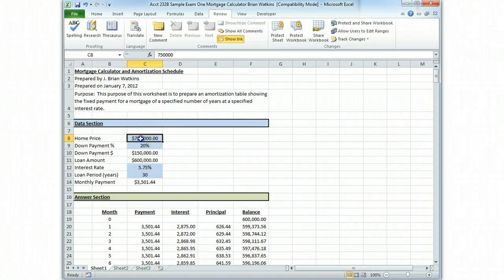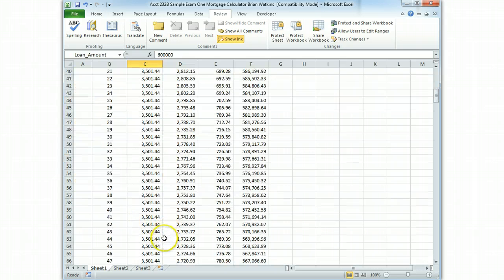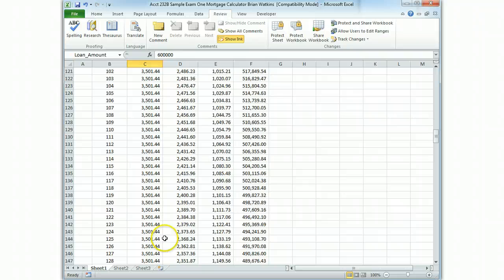Number two, I'm going to change this. Let's put 50,000 there. When I change the home price to 50,000, well, look, I'm still starting with a $600,000 balance because I hard coded the loan amount, and that is not good. So that's what hard coding is. Hard coding is taking any number that you can't seem to calculate right and changing it.